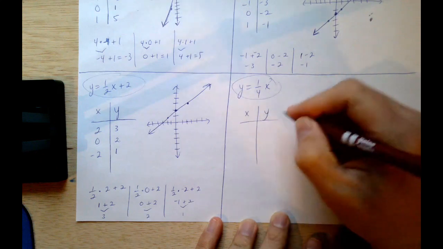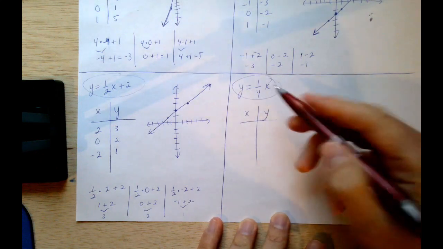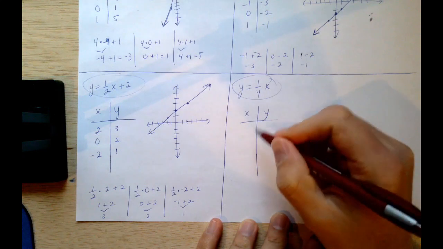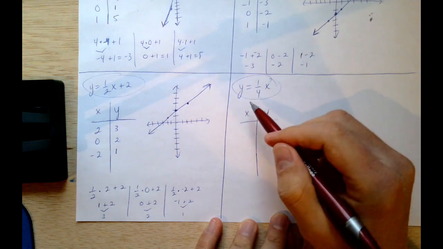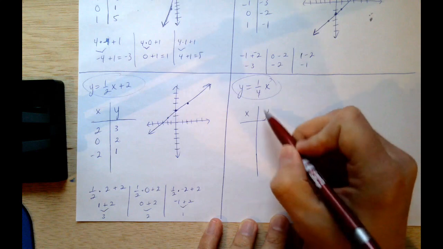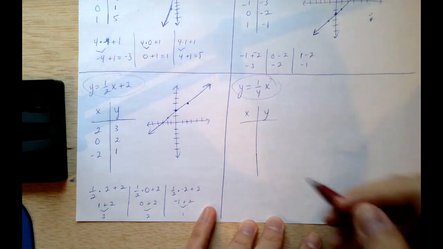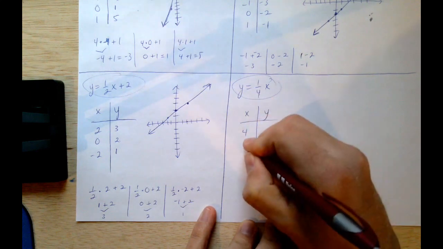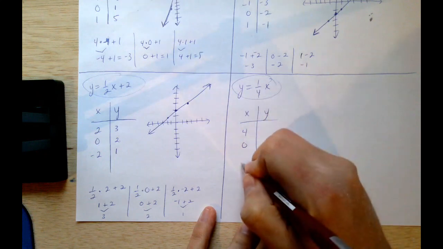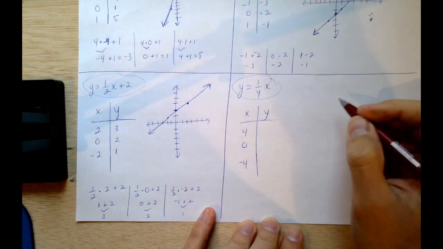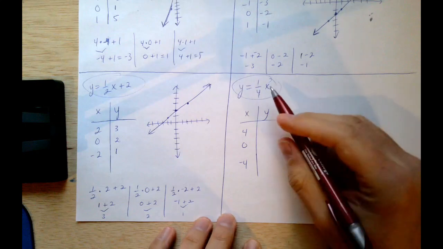So again, in this problem, I'm going to set up my xy table. I'm dealing with a fraction, so my three values for x should not be -1, 0, and 1. They should be the denominator, 0, and the opposite of the denominator. So the denominator is 4. I'm going to use 4, 0, and the opposite of 4, which is -4. Okay? So again, I'm going to plug these into the equation.